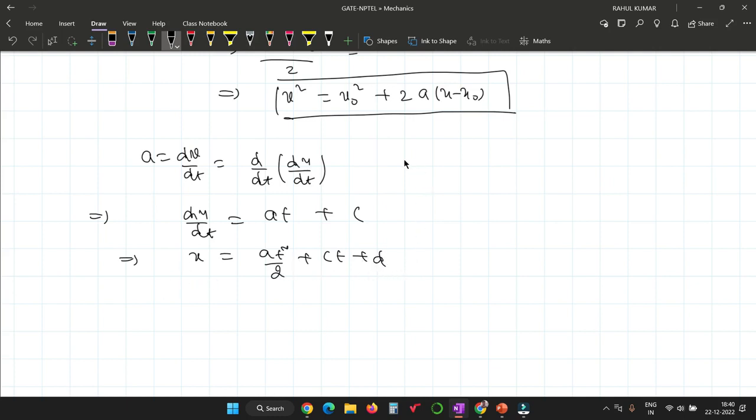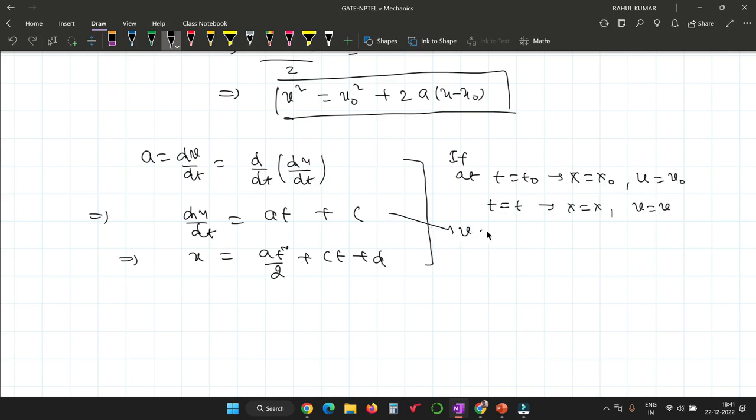Now you have to put the boundary conditions. The first boundary condition is at t equal to t naught, x equal to x naught and v equal to v naught. And at t equal to t, x equal to x and v equal to v. So here v is equal to what? at plus c.